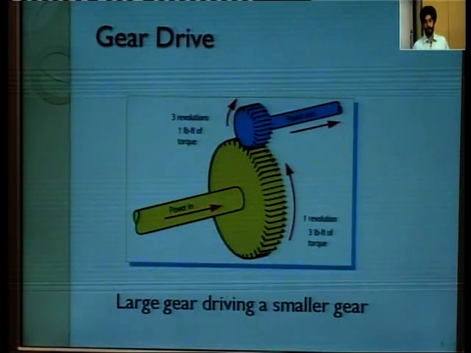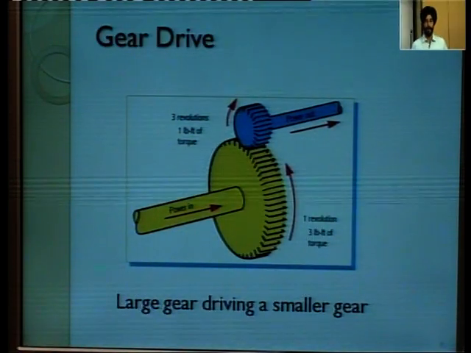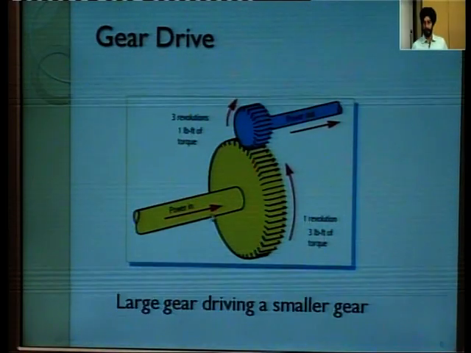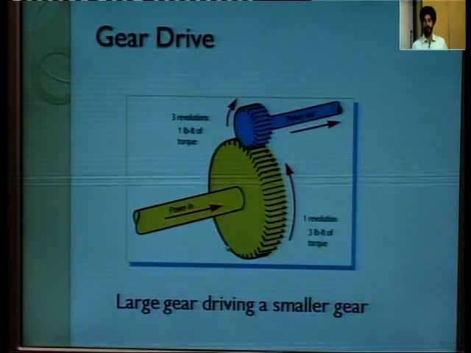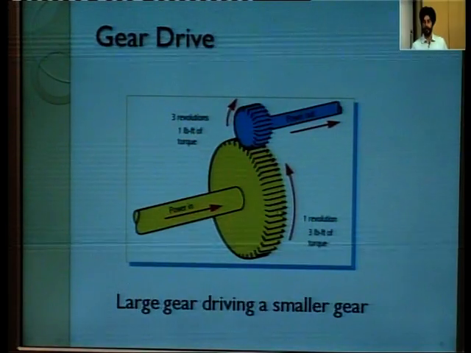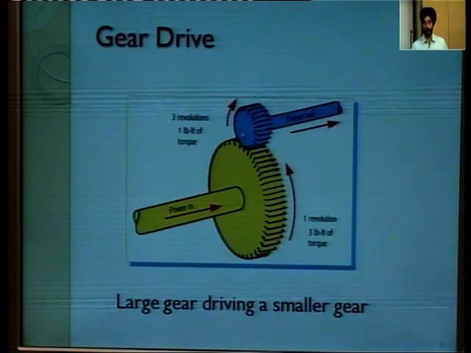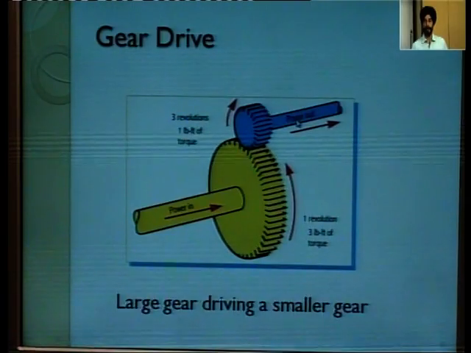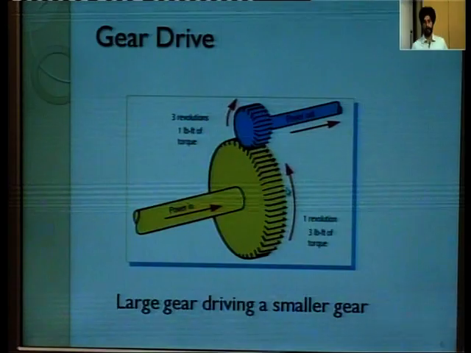See, this is the second case when larger driving gear is meshed with smaller gear. In this case, power is coming in this yellow shaft. This is the input shaft coupled with this gear. Then this gear will be running at 10 RPM. It has 3 times the teeth of the output shaft gear. So the output shaft will be running at 3 times the RPM of the input gear and shaft.